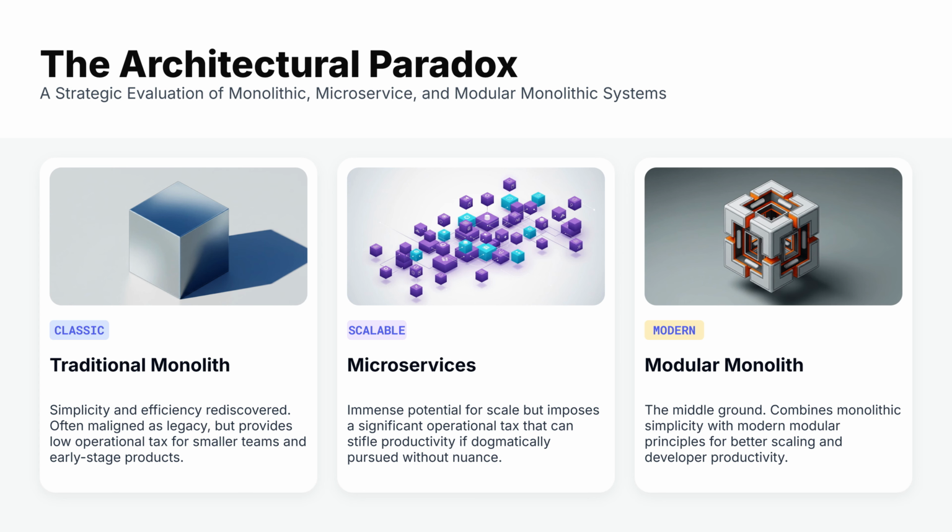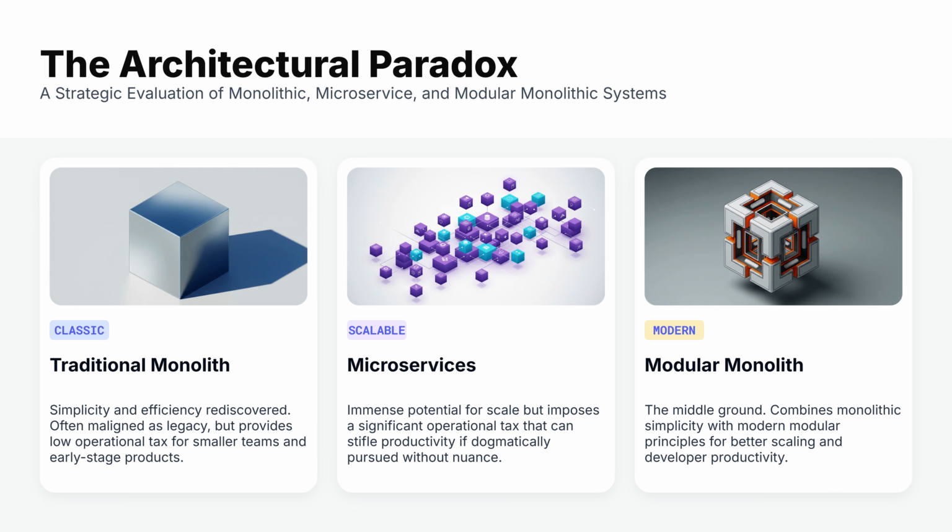As the industry continues to evolve, the dogmatic pursuit of microservices that characterized the previous decade has been replaced by a more nuanced, spectrum-based understanding of architectural patterns. This evolution is driven by a recognition that distributed systems, while offering immense potential for scale, impose a significant operational tax that can stifle smaller teams and early-stage products.